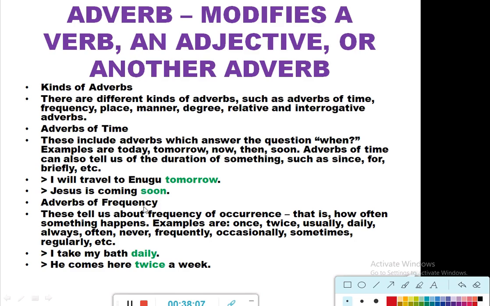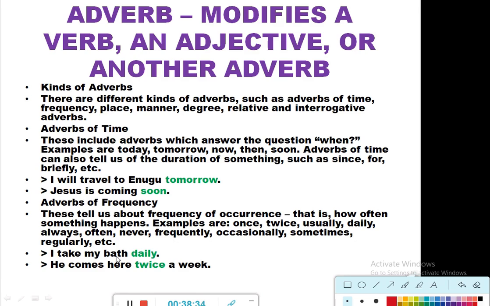Then adjectives of frequency. These tell us about frequency of occurrence. That's how often something happens. Examples are once, twice, usually, daily, always, often, never, frequently, occasionally, sometimes, regularly, etc. Let's look at how we use some of them in sentences.